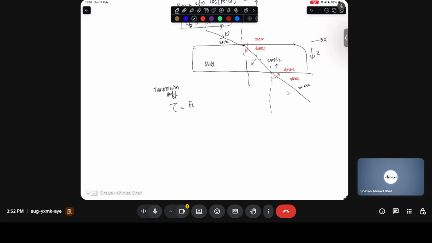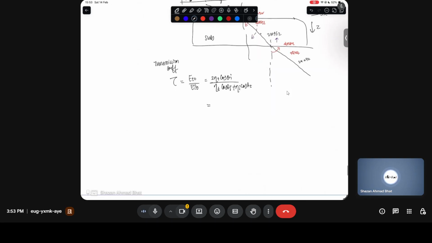You can find it as ET0 divided by E incident. That means how much it is transmitted divided by how much was earlier incident. You can find it as twice the impedance of the transmitted media cos theta incidence, divided by transmitted media impedance cos theta incidence plus eta I cos theta transmitted. You have everything. You have theta I, you have theta t, you have eta t. Once you put the values, you get the transmission coefficient of 0.8.